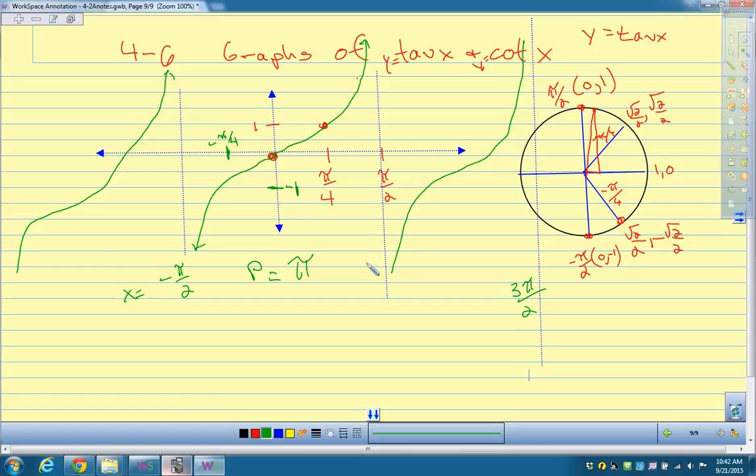And b, which tells you how fast the graph is going, unlike sine and cosine, is equal to pi divided by the period. And conversely, p is equal to pi divided by b. So if you know the period, you can find b. If you know b, then you can find the period, right? But instead of having 2 pi up there like you do for sine and cosine, you have pi there. Got it? All right.